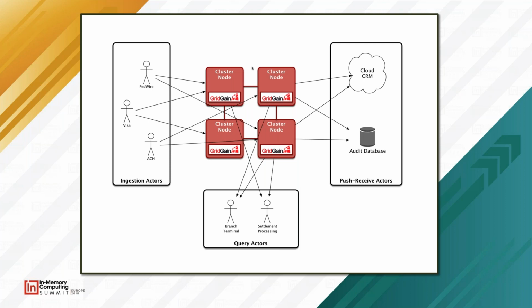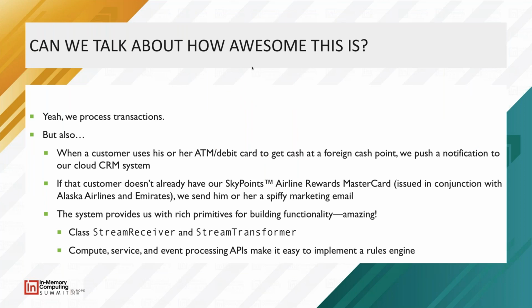And our branch terminal and settlement processing query actors can use standard SQL syntax. Frankly, they don't know that they're not hitting a database, that they're actually hitting a live object store that's processing stuff, even though those may be legacy systems designed to communicate via SQL. So yeah, this is pretty awesome. We can process transactions, but also when a customer uses his or her ATM debit card to get cash at a foreign cash point, we detect that through something that GridGain, for example, calls a continuous query. It's called different names in different systems.